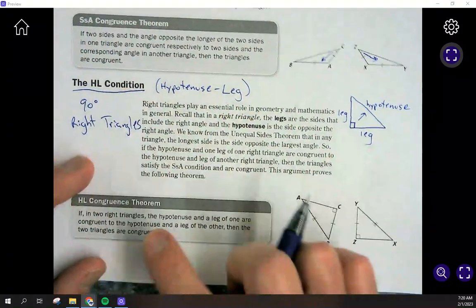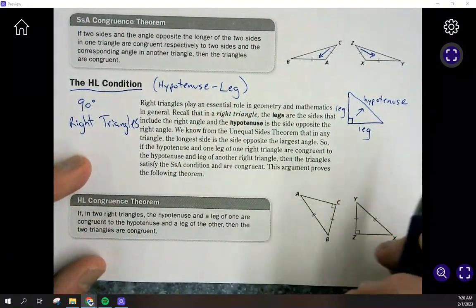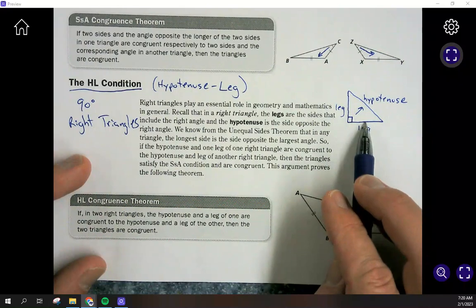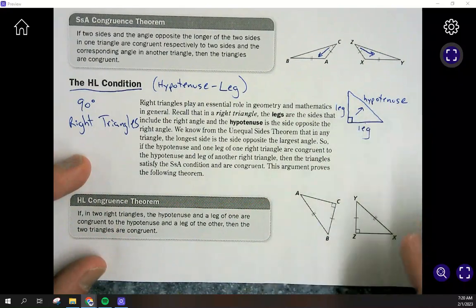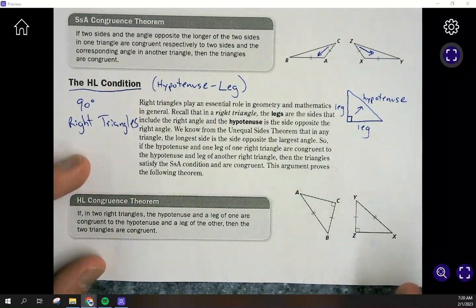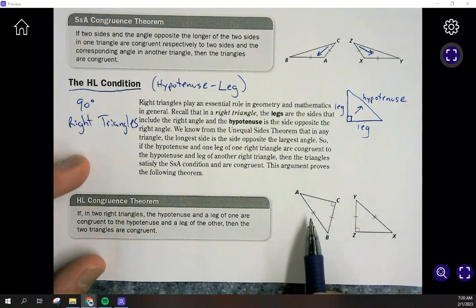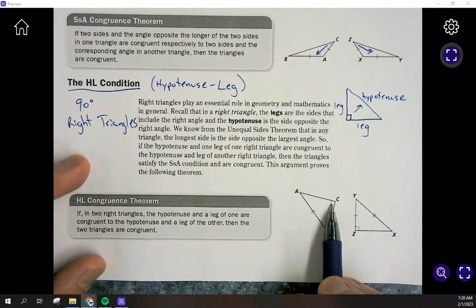So what this theorem says, if you have two right triangles and you have a congruent leg and you have a congruent hypotenuse, that's enough information to say that those two triangles are congruent. Here's why. This actually is the SSA theorem.